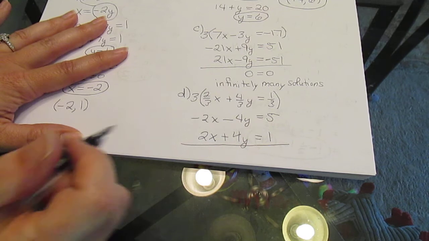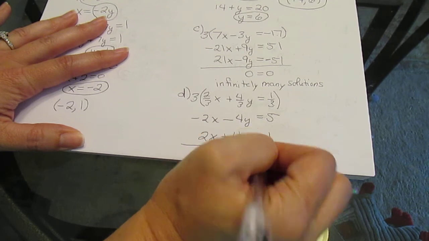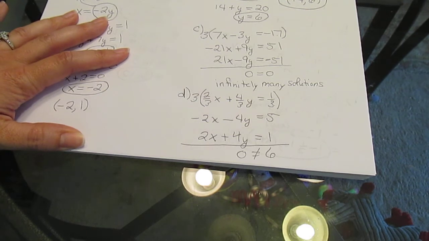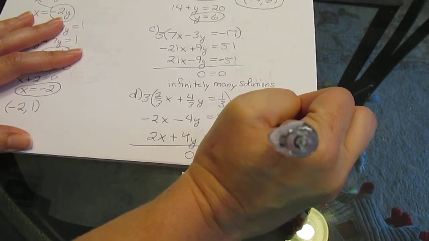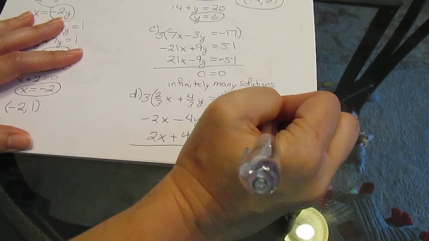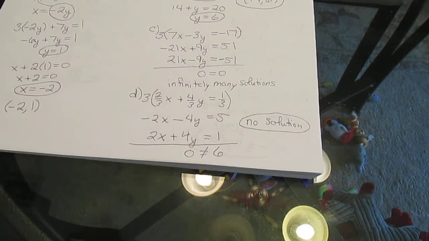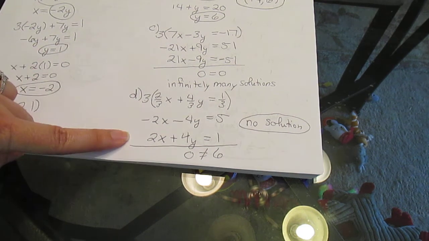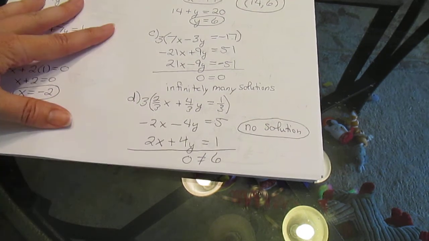Almost like the last problem, the x's and the y's cancel, so this side's 0, but 5 plus 1 is 6. So we just get something that's untrue. That's an untrue statement. Well, that just means the answer is no solution. And if you were to graph those two lines that you started with, you'd see that they were parallel. They never cross. So the two lines will never cross. That's where we have no solution. These were two parallel lines.